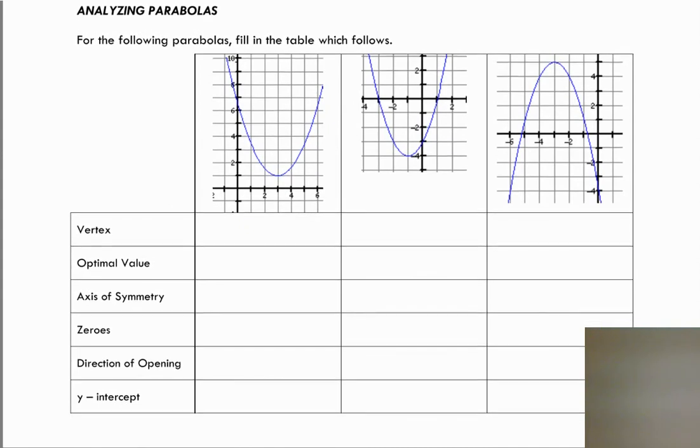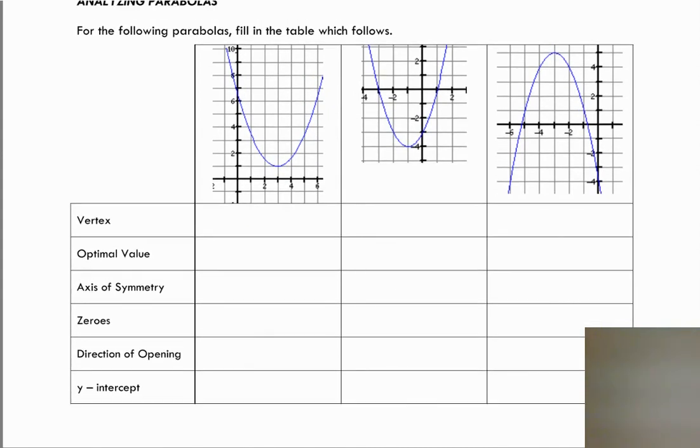All right, so from these three examples, these three parabolas, can we just pick out the most important facts? We have the characteristics along here, like vertex, optimal value, axis of symmetry, zeros, the direction of the opening, and the y-intercept. This is common that we identify these characteristics of the parabolas we see. So we have a point here, a vertex. Well, it's at 1, 2, 3. So it's at 3 and up 1. So 3, 1.